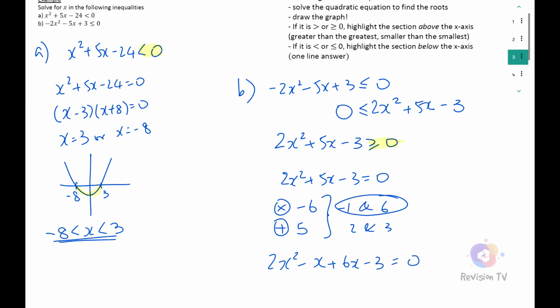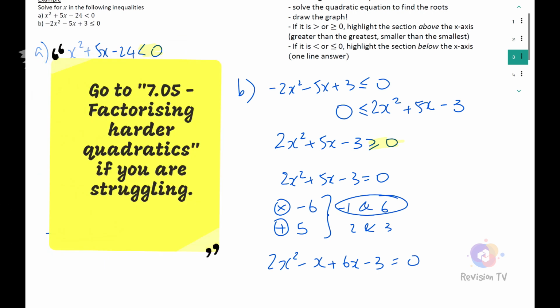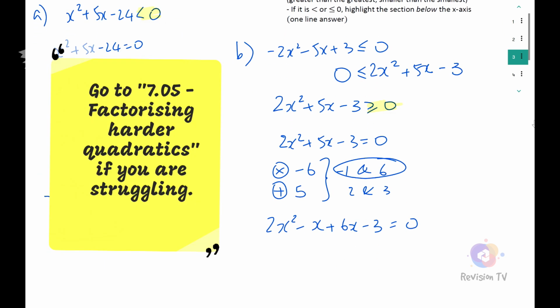If you struggle to factorize harder quadratics, go back to the previous video. I think it's on grade 7, if I'm not mistaken. And then what we can do is factorize left and right. So x in here, 2x minus 1, plus factorize the 3, 3 times 2x minus 1 again equals 0.